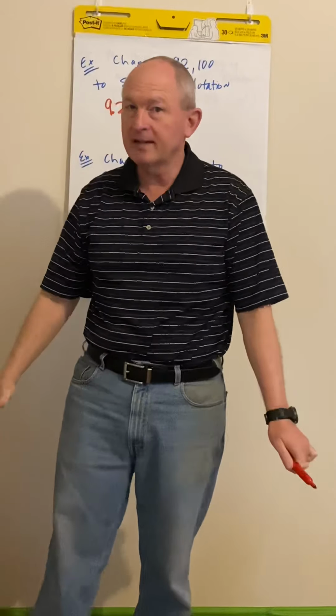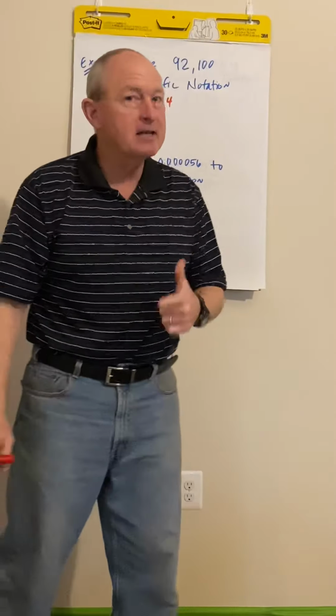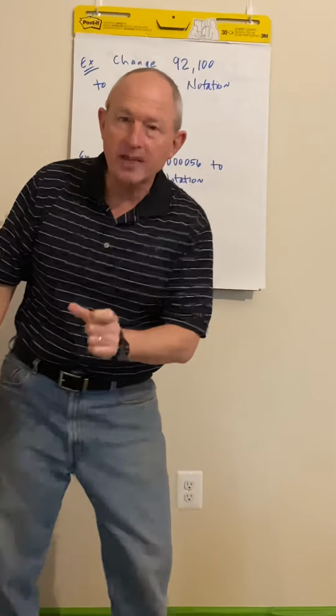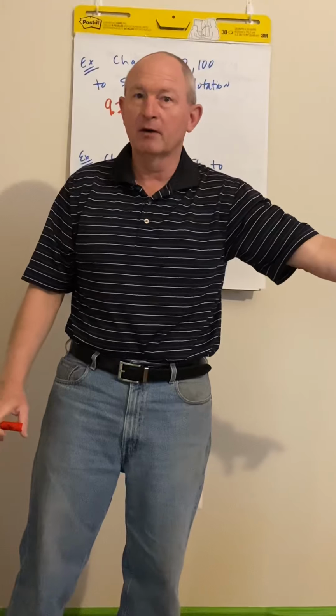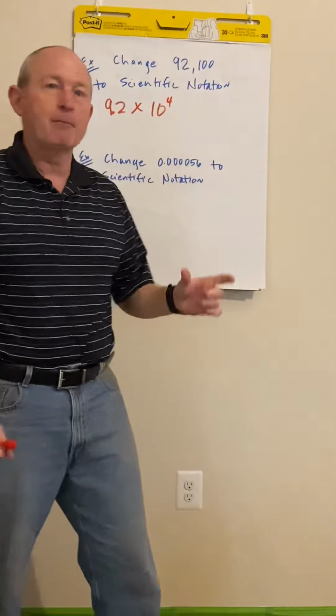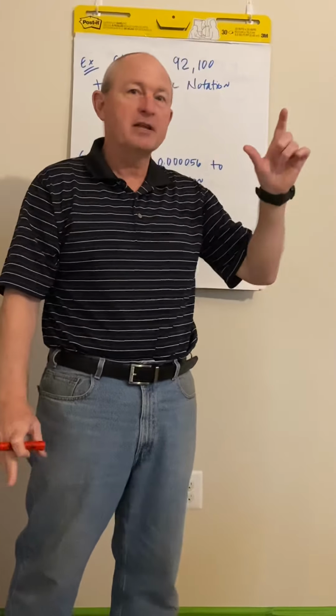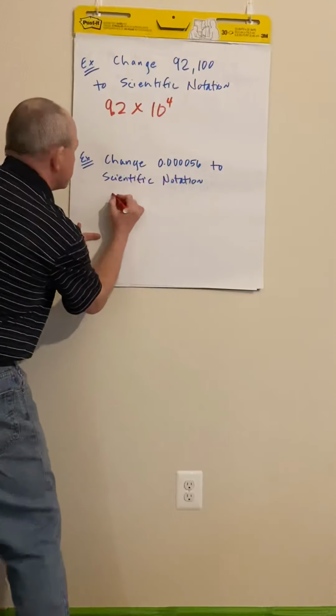Well, we can write that in scientific notation by, again, getting it to be a number between 1 and 10 times a power of 10. We're going to change 0.000056 to 5.6.